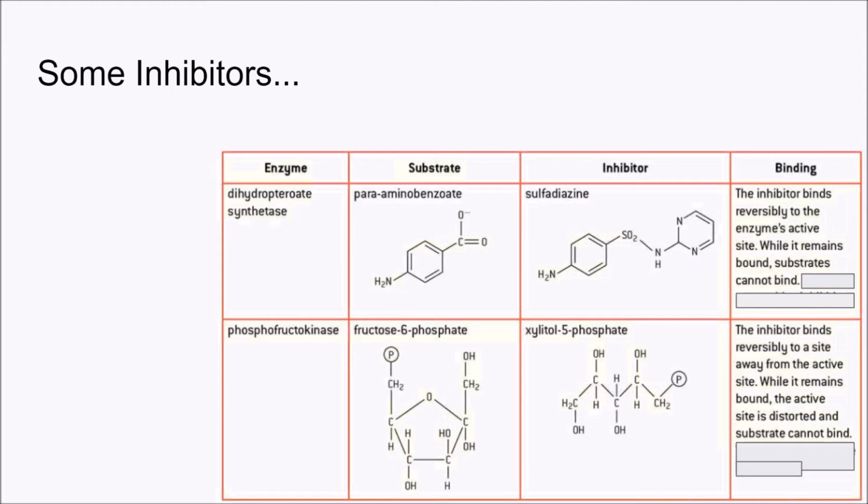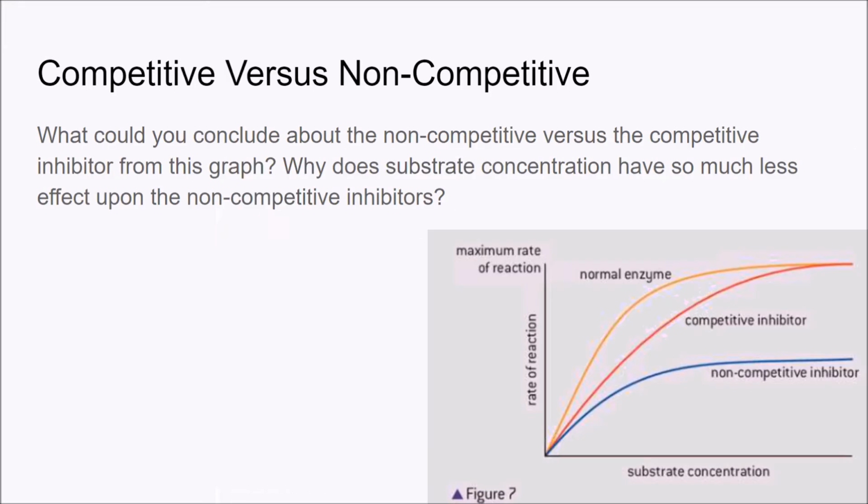And then there's phosphofructokinase. This one is a fun word, but in this one it binds to a site away from the active site, which must be an allosteric site, so it must be, you guessed it, an allosteric inhibitor, and changes the active site conformation. We'll actually talk about that second one in a minute.